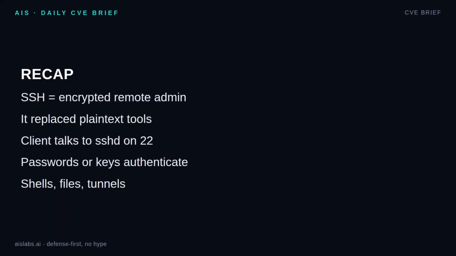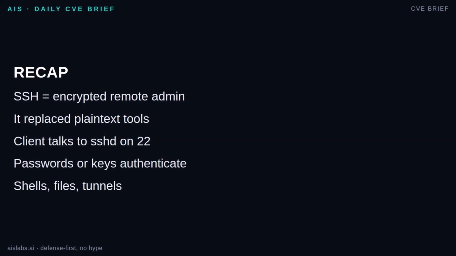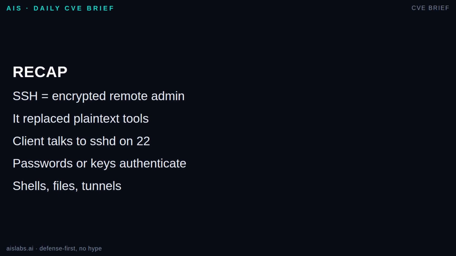3 beats to remember. First, SSH is how administrators get a remote shell without sending the session in plaintext. That is why it replaced telnet and rlogin. Second, SSH is a client and server system. Your ssh client connects to sshd, usually on TCP port 22. Then, encryption and authentication happen before work begins. Third, SSH is not only an interactive shell, it also moves files and carries tunnels for legitimate administration. Tomorrow we keep building from zero, install OpenSSH cleanly, and make your first real connection.